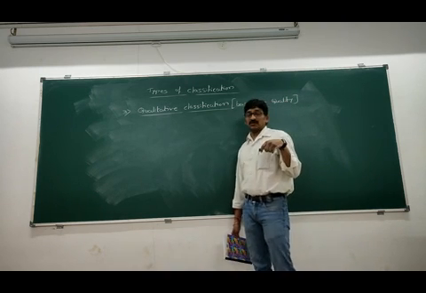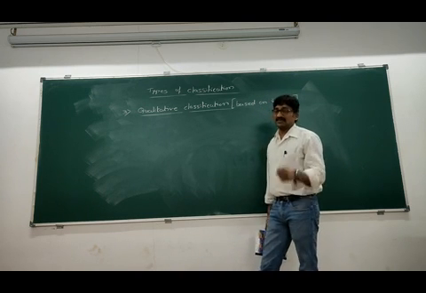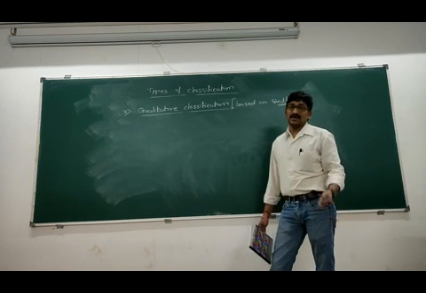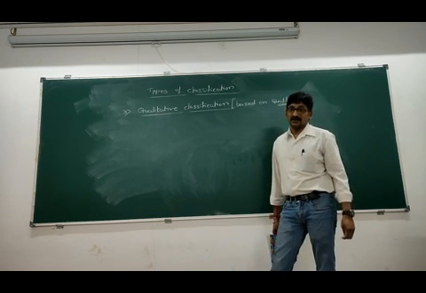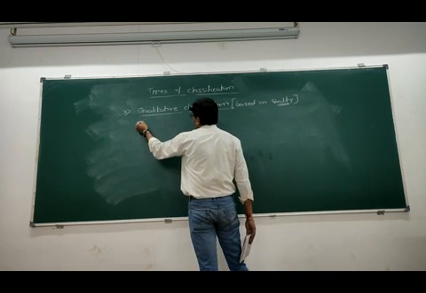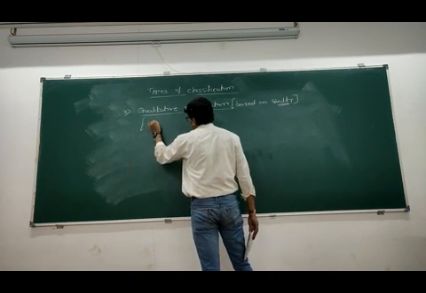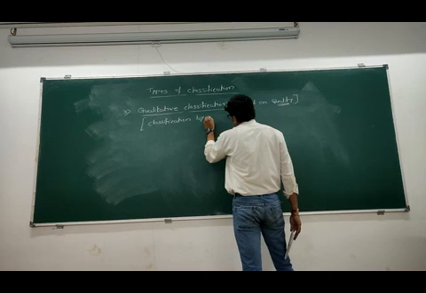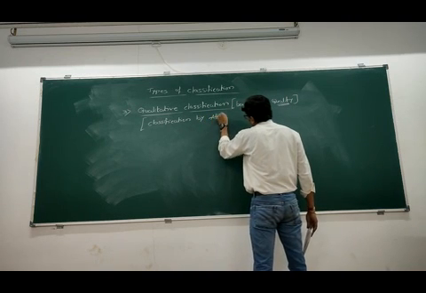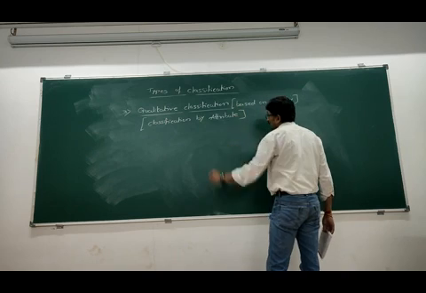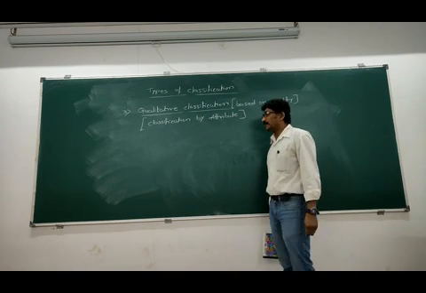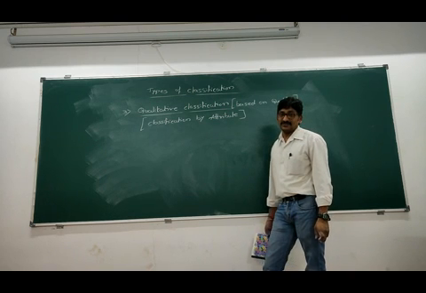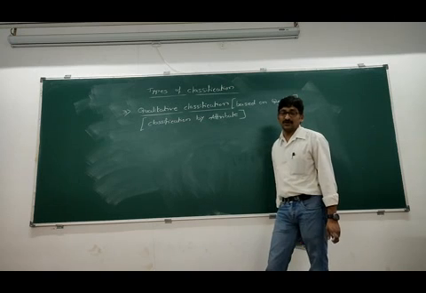If the data or observations are classified on the basis of quality of a product, it is known as qualitative classification. This qualitative classification is also known as classification by attribute. Now what do you mean by attribute? Attribute is nothing but a feature or a characteristic, or it is nothing but your quality only.